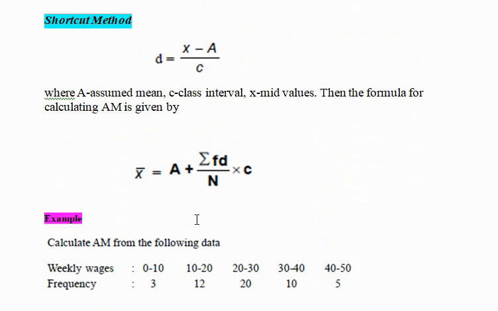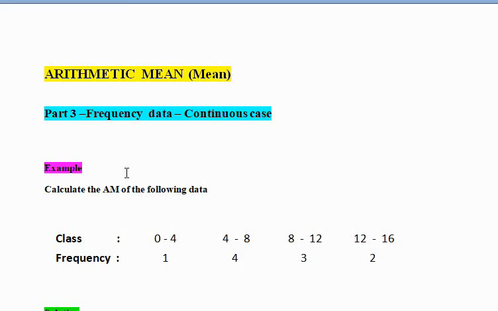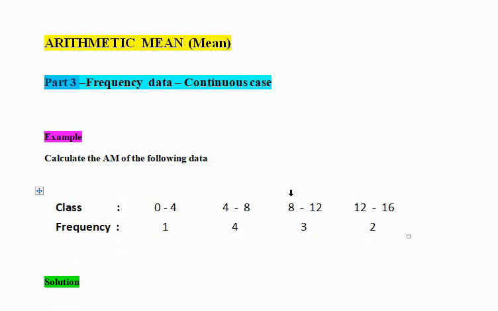So that's about today's class. Today we discussed the arithmetic mean based on frequency data in the continuous case. This is part 3, a continuation of part 1 and part 2. Part 1 is individual cases, part 2 is frequency data in discrete cases. Now we have finished part 3, frequency data in the continuous case. So that's all about the concept of arithmetic mean. Please watch part 1 and part 2, and then you will get the continuation in part 3.